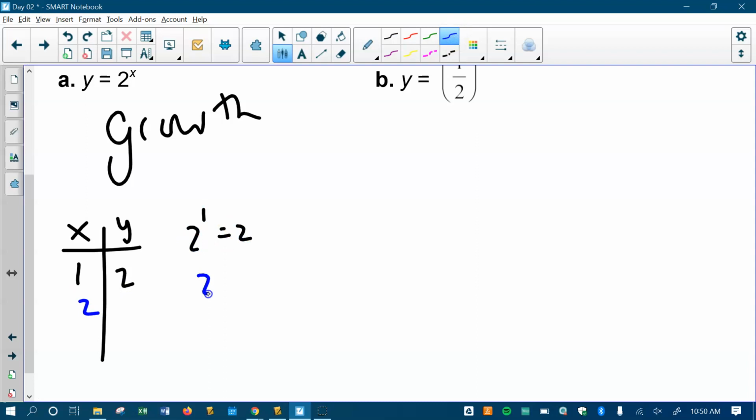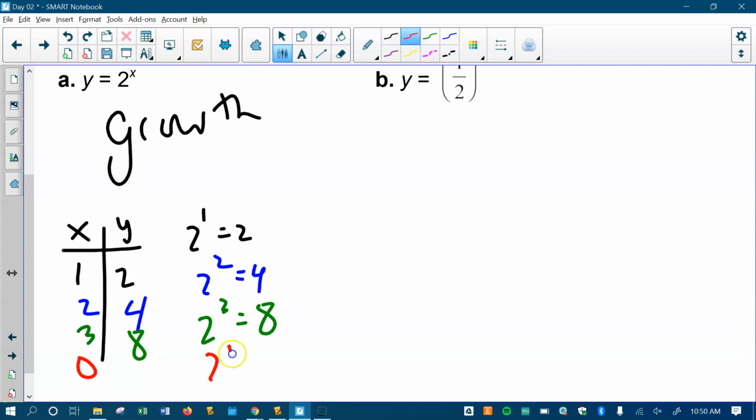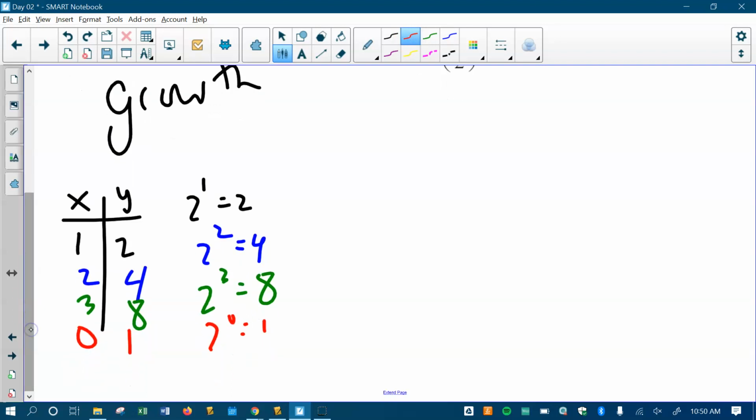Plug in 2, you get 2 squared, which is 4. 3, you get 2 times 2 times 2, that's 8. And if we plug in 0, 2 to the 0 is going to be 1, because anything to the 0 power is 1. And if we plug in a negative 1, that's the last one that I'll do, just reviewing your properties. 2 to the negative 1, remember we did that earlier in the warm-up. If you raise a number to a negative power, we do the reciprocal, so we get 1/2 here, or 0.5.